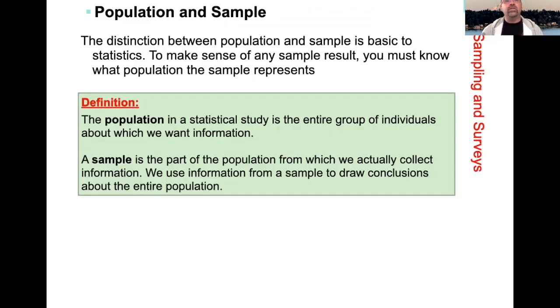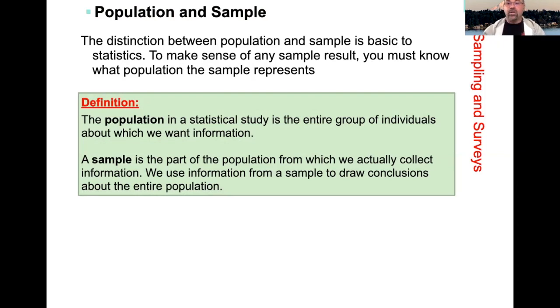When we are doing a statistical study, just in general, usually the idea is to figure out something that's true about a population. So in a statistical study, the population is the entire group of individuals that we want information about. I'm going to use something that's kind of in the news right now: a medical trial for a vaccine for something like COVID-19.